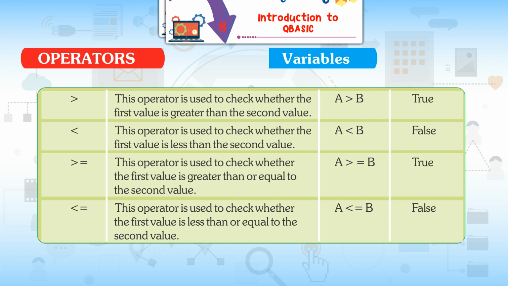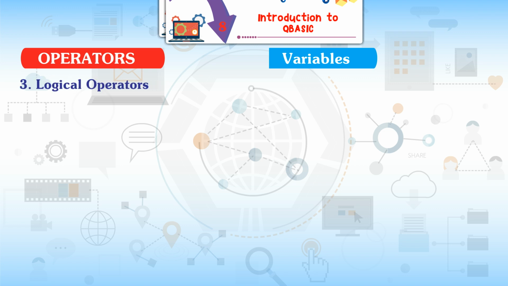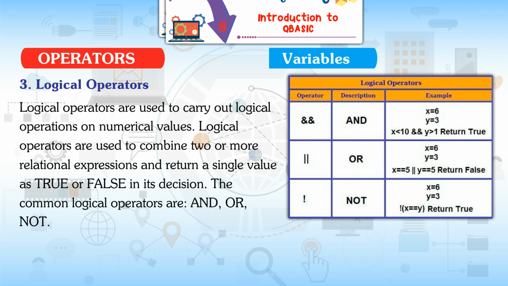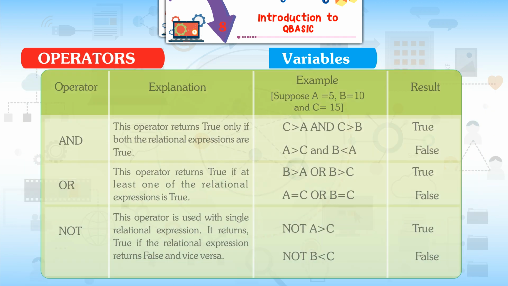Less than or equal to. This operator is used to check whether the first value is less than or equal to the second value. A is less than or equal to B, false. 3. Logical operators. Logical operators are used to carry out logical operations on numerical values. Logical operators are used to combine two or more relational expressions and return a single value as true or false in its decision. The common logical operators are AND, OR, NOT.